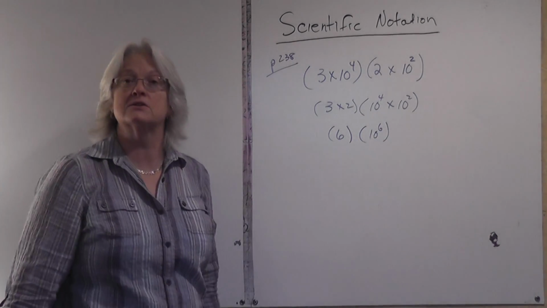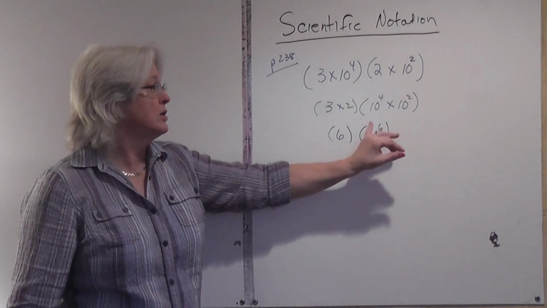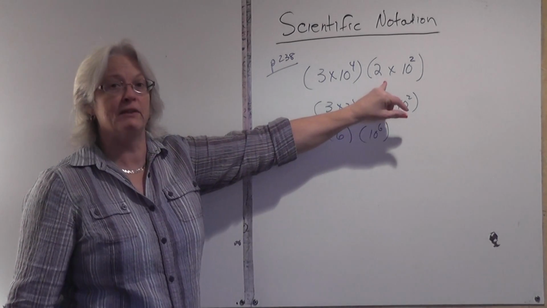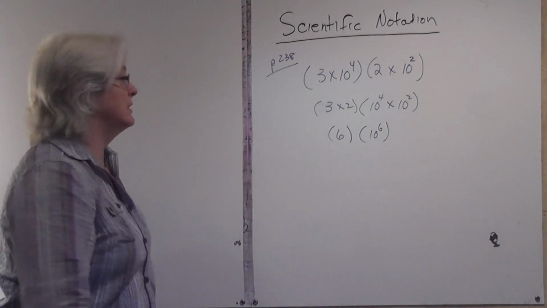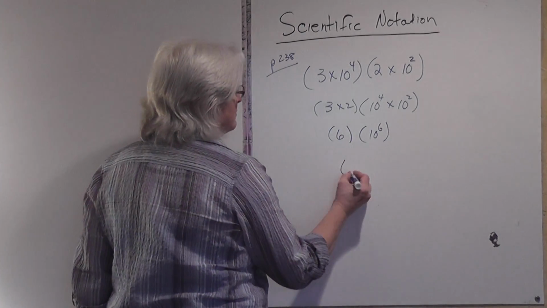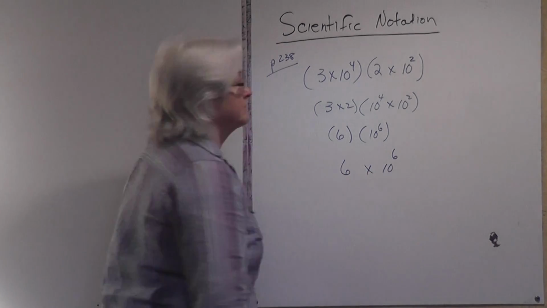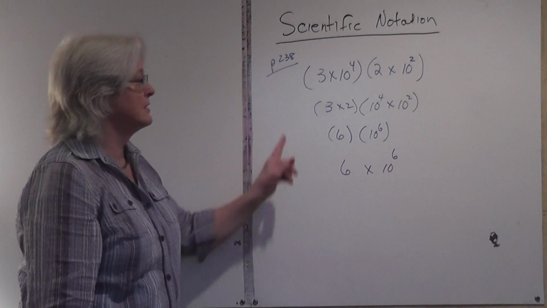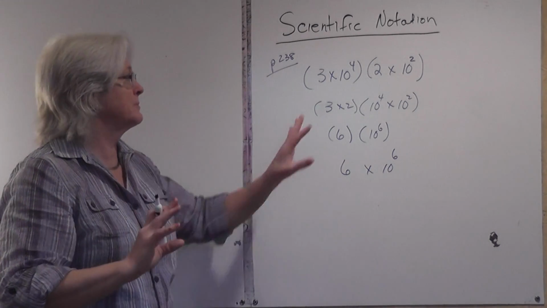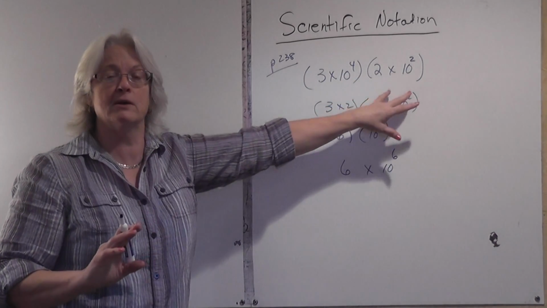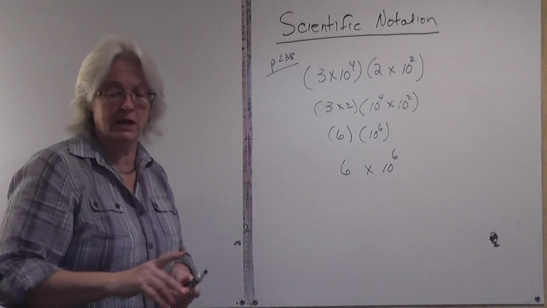That's 10 to the 6th. Remember, when you multiply exponentials that have the same base, you keep the base and you add the exponents. Go ahead and rewrite this in scientific notation form. 6 times 10 to the 6th. Okay? Pretty straightforward as soon as you grasp the concept that we simply have four factors here. And we're going to move them around so that we end up with some convenient multiplication.